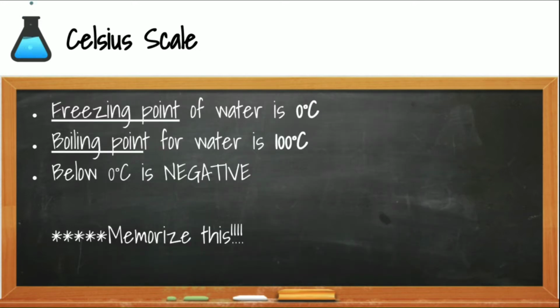It is very important that you memorize that on the Celsius scale, the freezing point or melting point of water is 0 degrees Celsius, and the boiling point of water is 100 degrees Celsius. Any item with a temperature less than 0 degrees Celsius will have a negative temperature.